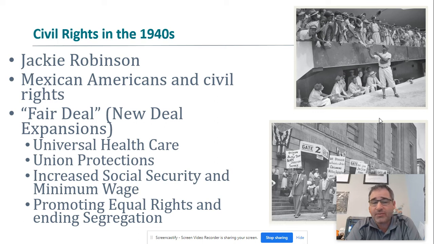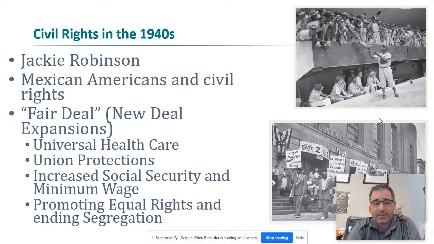Mexican Americans are going to fight for civil rights during this time period. During World War II, Mexicans had been invited in what was called the Bracero program to come into the United States in order to do the jobs that were vacated by white Americans, especially in the Southwest, doing things like migrant farm laboring.